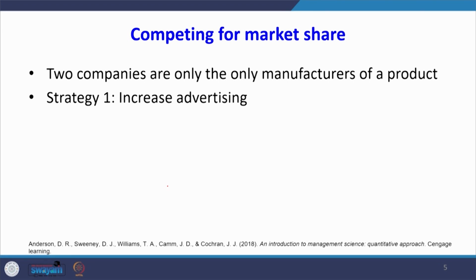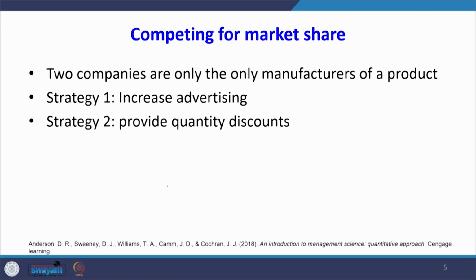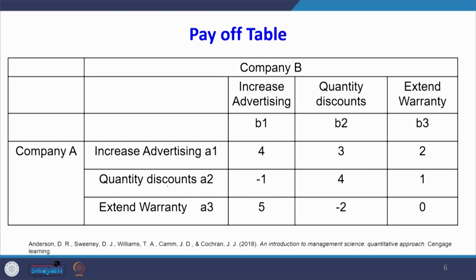If they increase advertising, market share will increase. The second strategy is to provide quantity discounts. When they provide more discounts, there will be more sales, which will increase their market share. The third one is extending the warranty, providing more warranty for the products, so people buy the products assuming there is a warranty. So, there are three strategies for increasing market share.